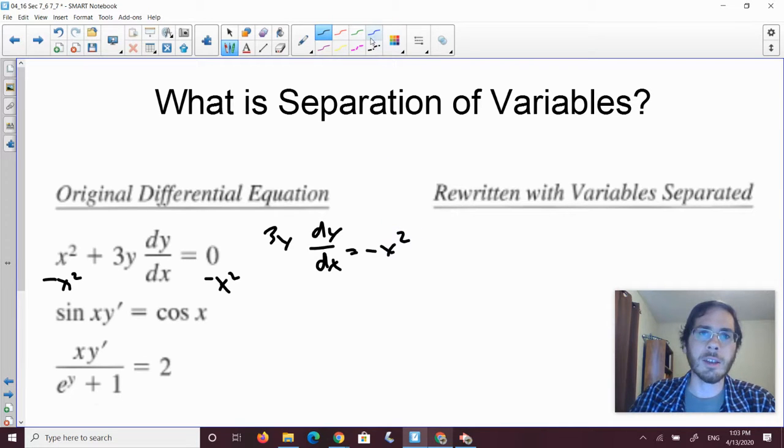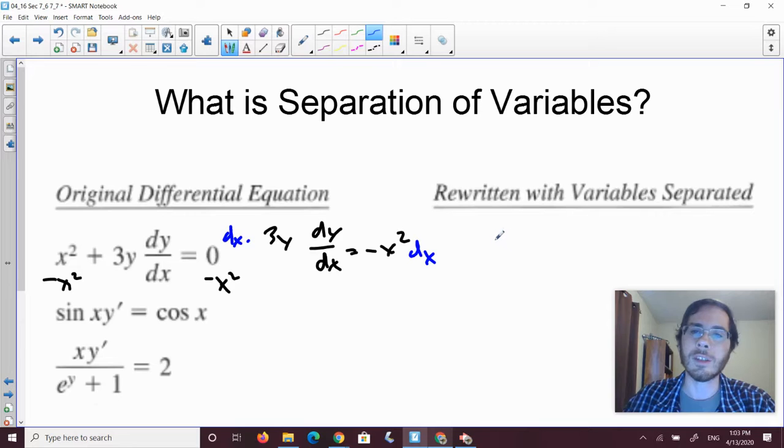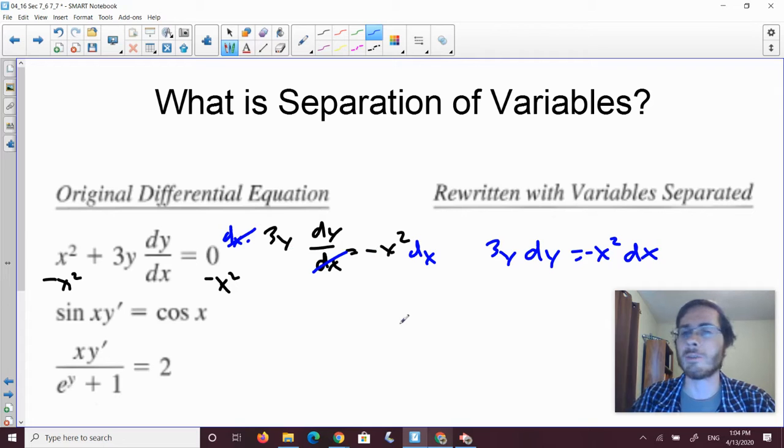Now we have to realize that in Leibniz notation, this is a dx. So this is still on the wrong side. We got to move that dx to the other side. So since we're dividing by dx in Leibniz, we have to then multiply both sides by dx. So our final answer is actually going to be 3y dy equals negative x squared dx. Because that dx and that dx will cancel out. So that gives us negative x squared dx. So we see we've got the y's on one side, all the x's are on the other side, so our variables have been separated.